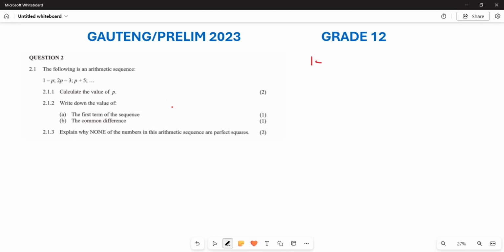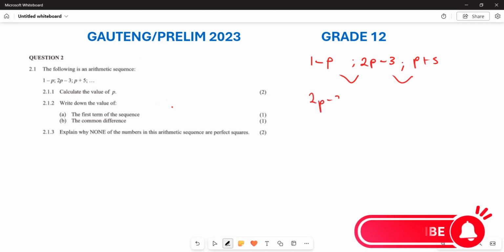This is given by 1 subtract p. This is 2p subtract 3. And then this is going to be p plus 5. So you're going to start by looking for the difference. The difference is going to be 2p subtract 3, and you're going to subtract 1 subtract p.